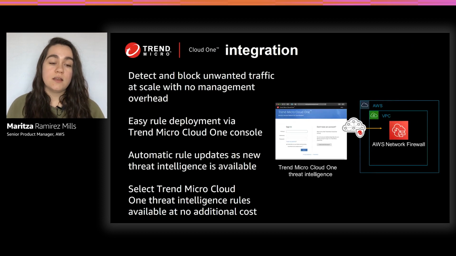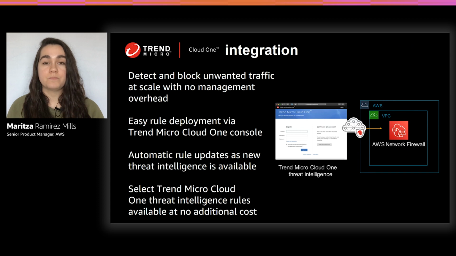Trend Micro is another threat intelligence integration partner that allows you to detect and block unwanted traffic at scale with no management overhead. You have easy rule deployment via the Trend Micro Cloud One console, and they provide automatic rule updates as new threat intelligence becomes available. For Trend Micro Cloud One customers, there are select threat intelligence rules already available at no additional cost.